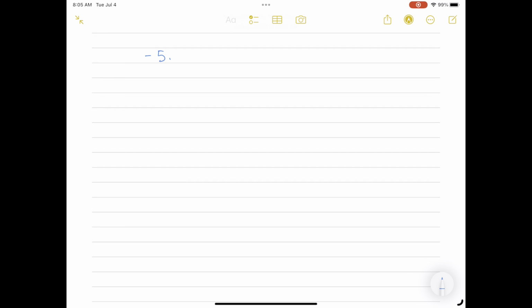Negative 5.16 divided by 1.2. Notice that you are dividing a negative number by a positive number, which means the answer will be negative. You write a negative sign from the beginning so that you don't forget. And now you do the division.